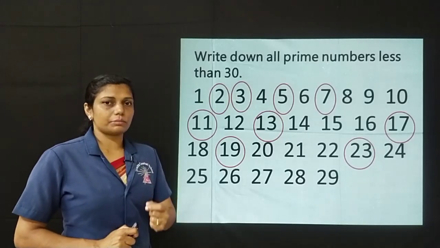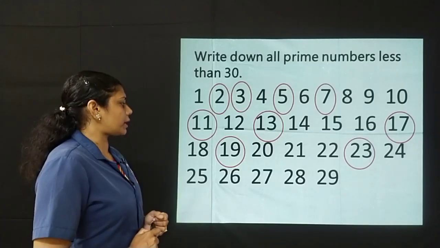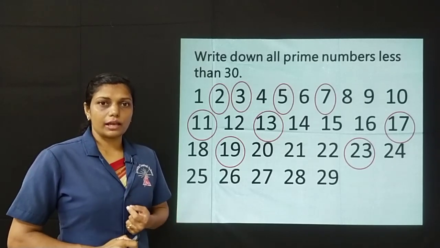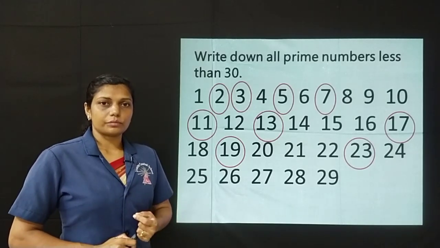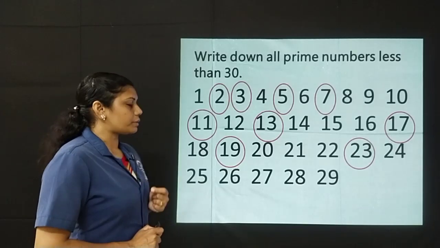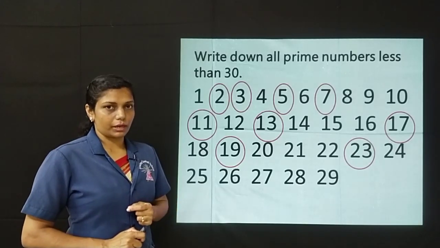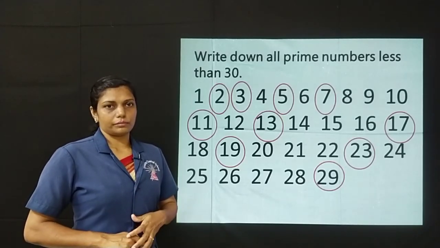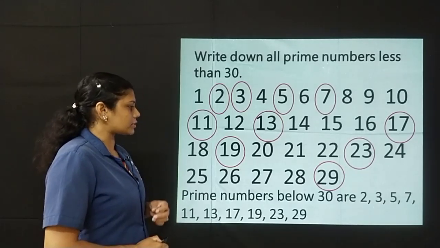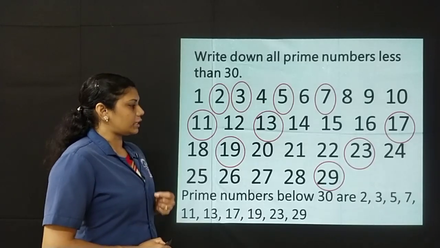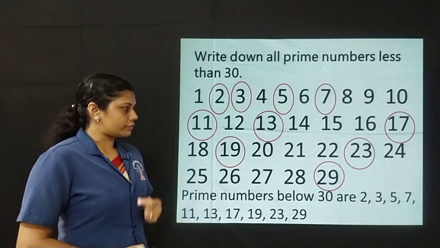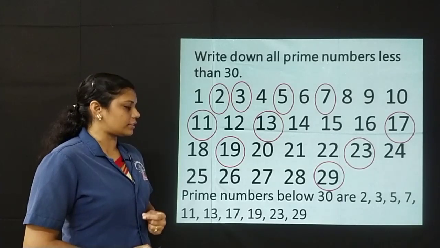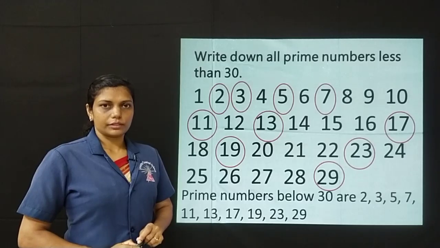26 is divisible by 2, even number, cannot be a prime number. 27 is divisible by 9, it is divisible by 3, correct? Not a prime number. 28 is an even number, it cannot be a prime number. And finally we have 29, it is a prime number. So let us list all the prime numbers. The prime numbers below 30 are 2, 3, 5, 7, 11, 13, 17, 19, 23 and 29. Clear, children?